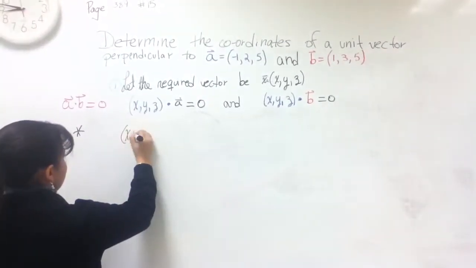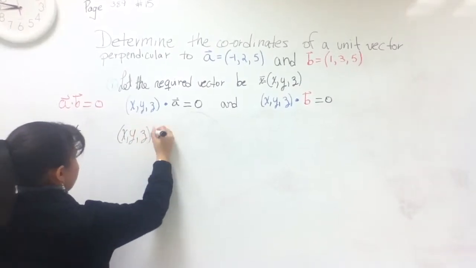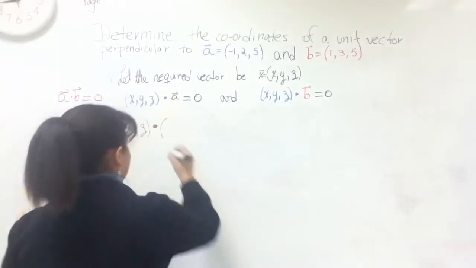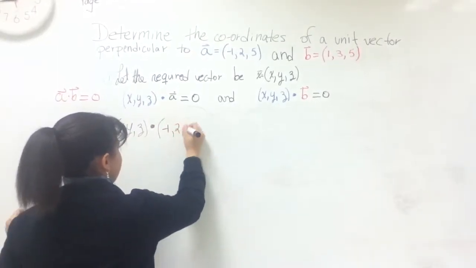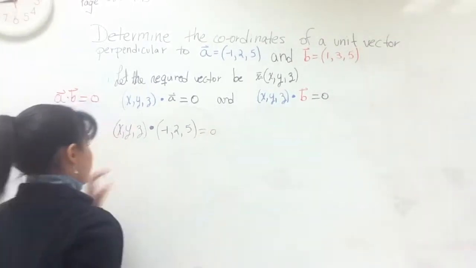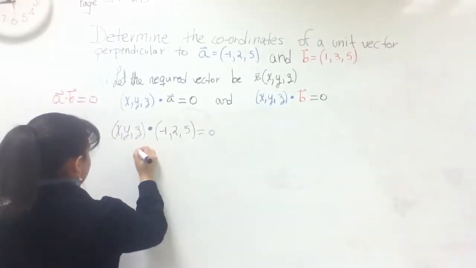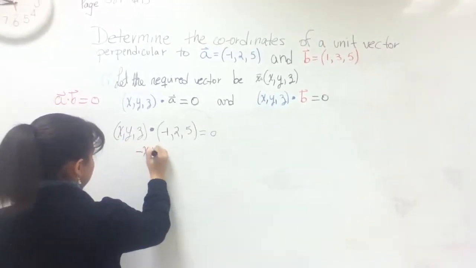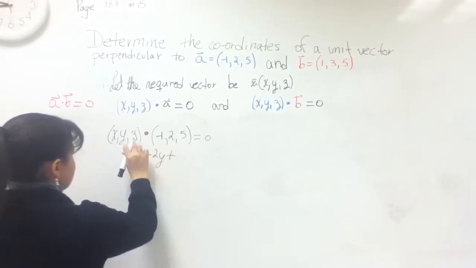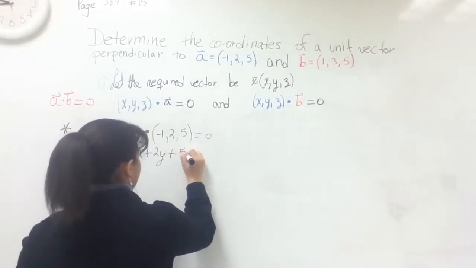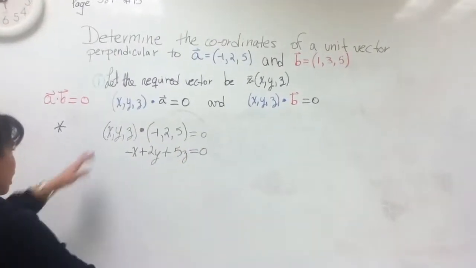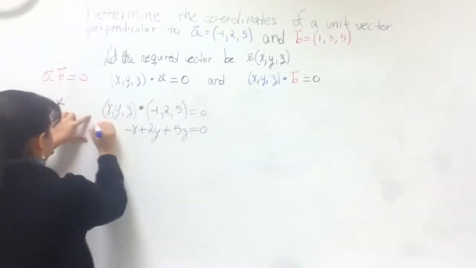So (x, y, z) dot A, where the coordinates of A are (-1, 2, 5), is equal to 0. Now, the dot product: x times -1 is -x, plus y times 2 is 2y, plus z times 5 is 5z, is equal to 0. Right here, we now have our first equation.